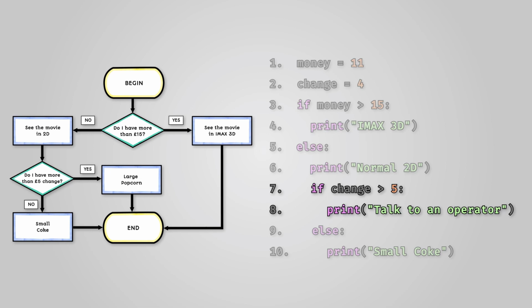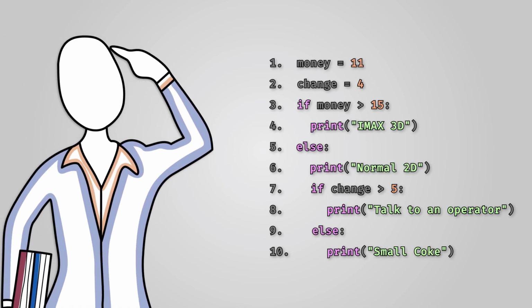The reason is because the second if statement on line 7 will only run if the else statement runs, if we go to a 2D movie. This is an example of a nested if statement. You know from previous lessons that the indenting in Python is critical, as it tells the compiler which lines of code belong to which if statement or else statement.